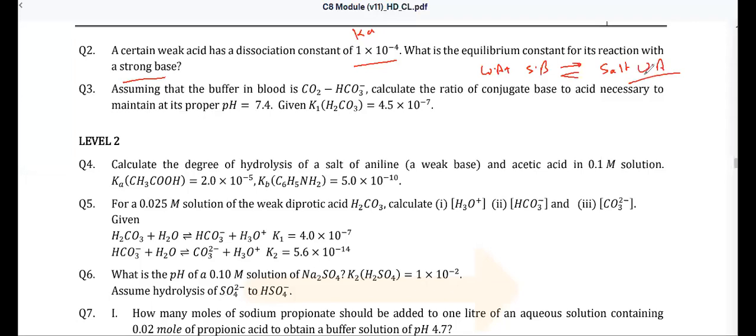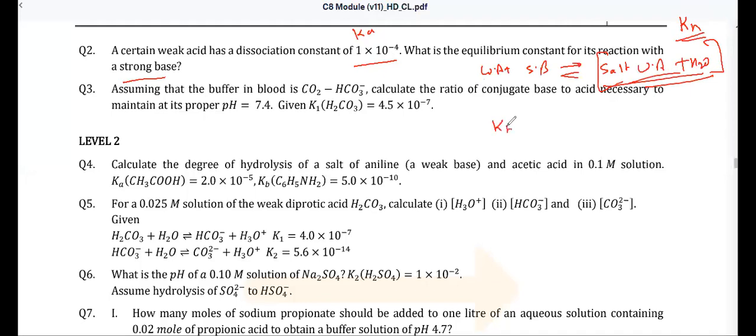Tell me. K is given. What will happen to salt of weak acid? This will again react with H2O, right? Because obviously it will be in solution. So this reaction is a hydrolysis reaction. This is basically your hydrolysis reaction, KH, and this is what you have to answer.